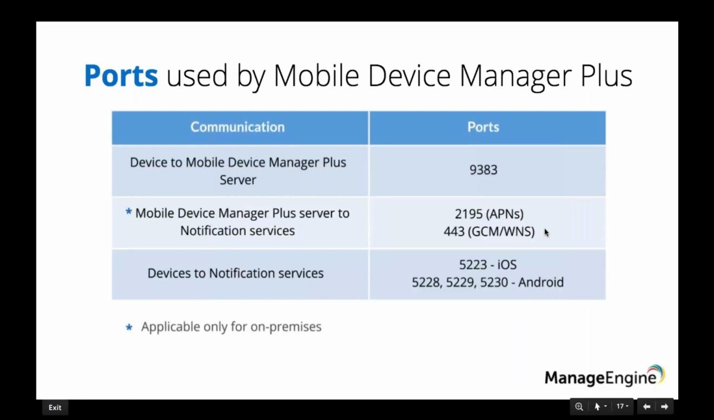As seen now, there's a lot of communication that is happening for MDM to manage devices. Ports basically facilitate communication, the various types of communication that are happening on Mobile Device Manager Plus. For example, the device to MDMP server uses port 9383 for communication on the secure HTTP channel. The MDM server to notification services uses port 2195 in case of APNS and 443 in case of GCM or WNS. The device to notification services uses these ports. These ports are to be opened if your server is behind a firewall.